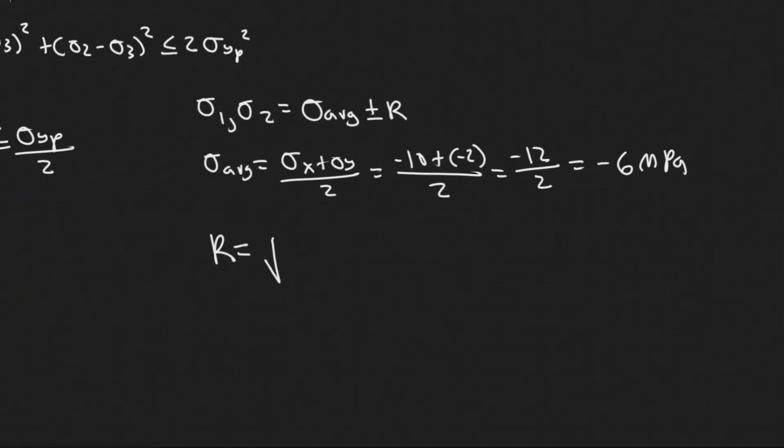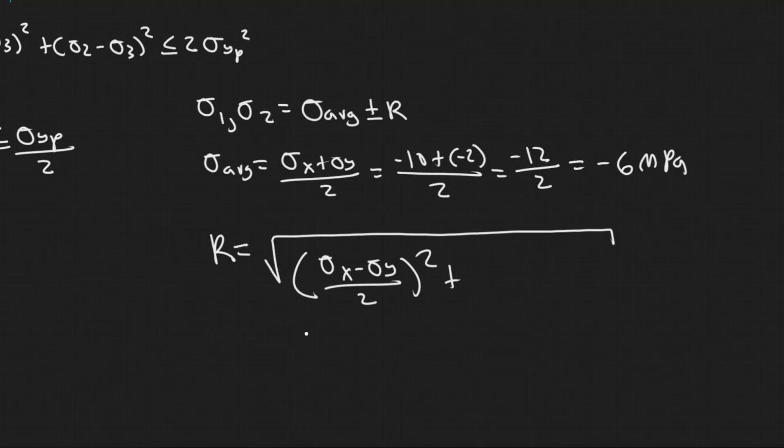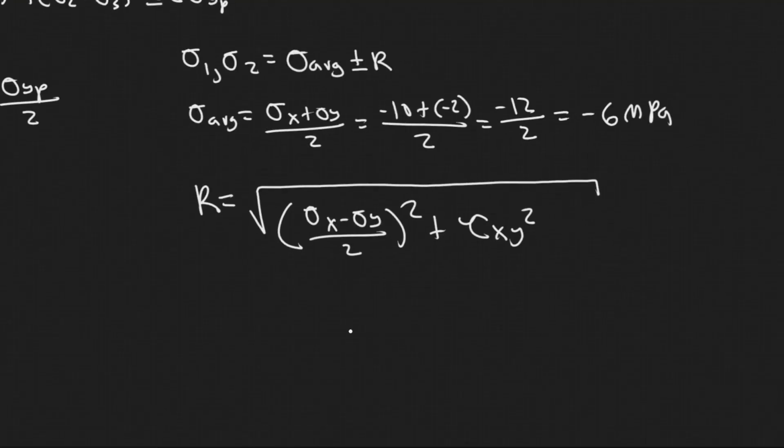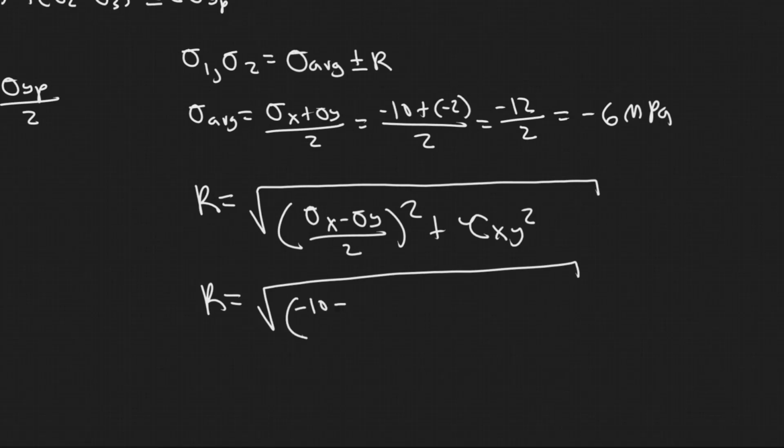So the formula for R, which is the radius of our Mohr's circle, is right here. So let me go ahead and write that out. Yeah, so this is the formula for R, which we just need now. So R is equal to the square root of sigma x, which was -10, minus sigma y, which was -2, and then the shear is -3.